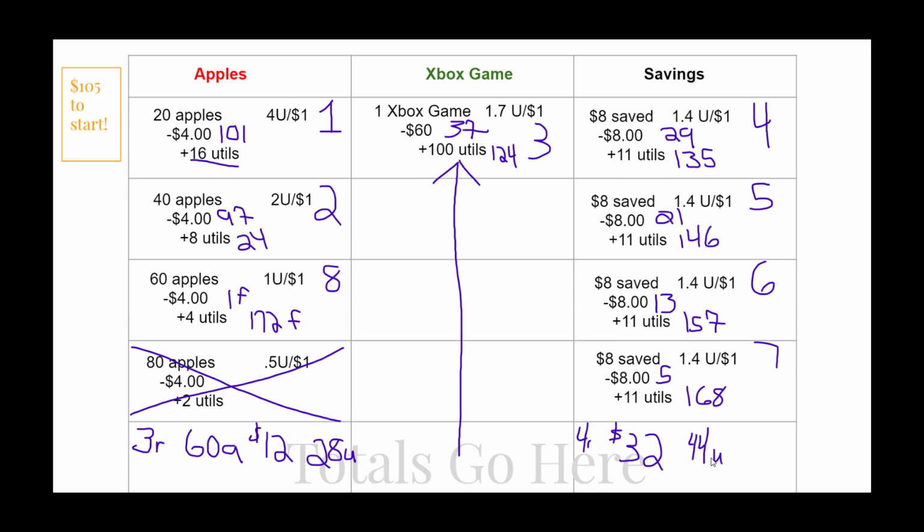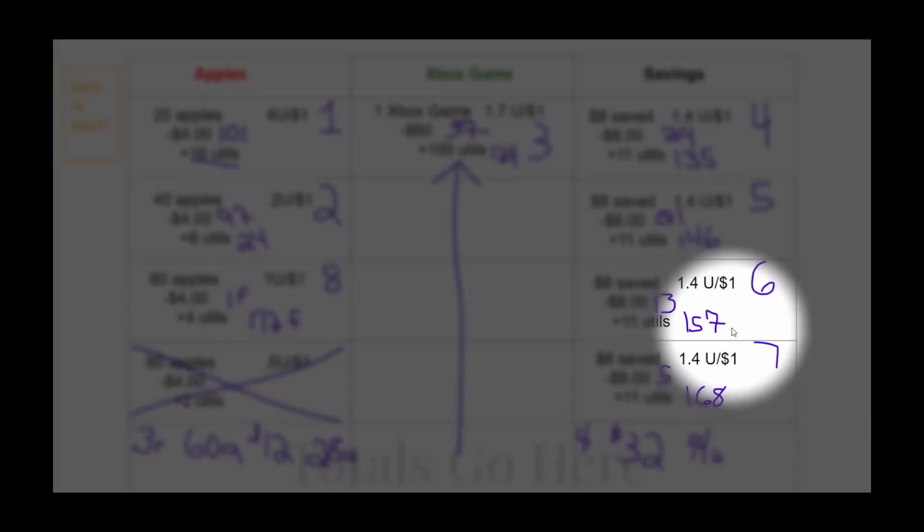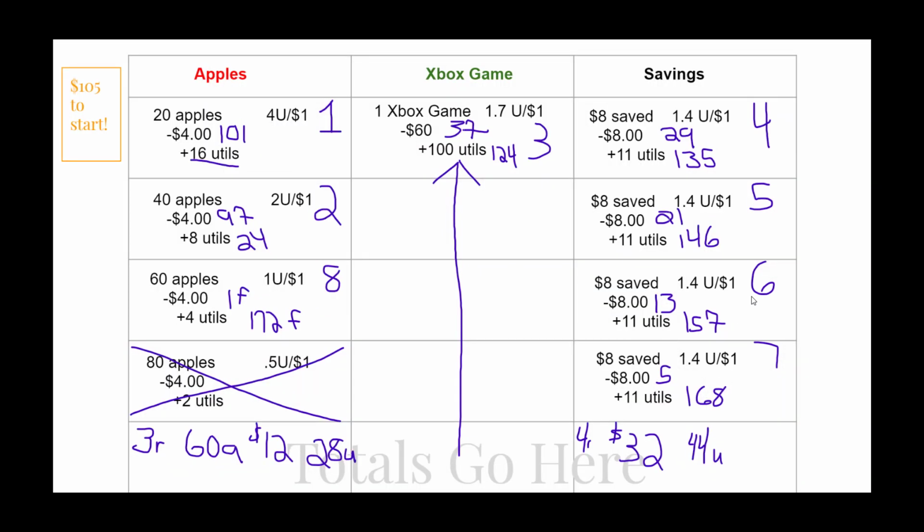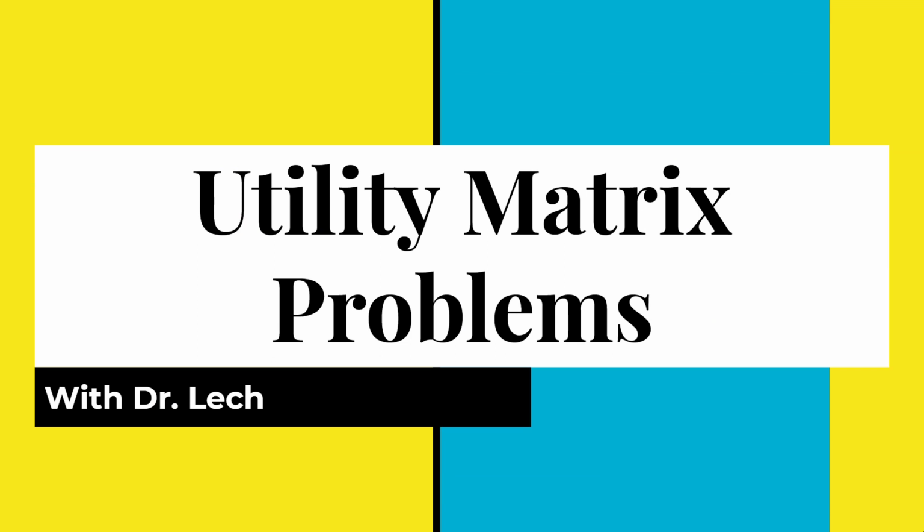For example, how many utils were accrued through all of your Apple purchases and your savings? Well, you would take 44 and then you would add 28 to it. So the answer to that question would be 72. What if they ask how many utils were accrued through the sixth purchase? Well, it's right here. There were 157 utils accrued through the sixth purchase. All you have to do is read your table because you methodically put in each piece of information as you move forward. This wraps up a rather in-depth tutorial on the utility matrix problems you will run into in Microeconomics AP.